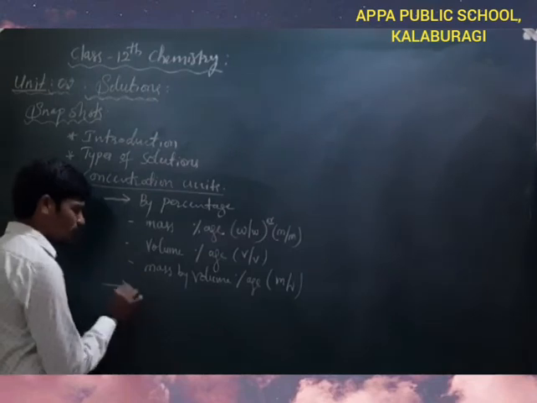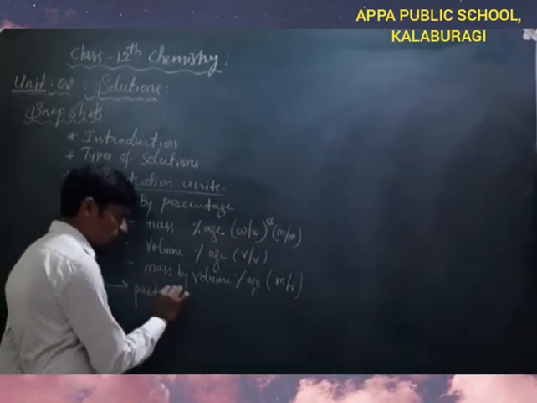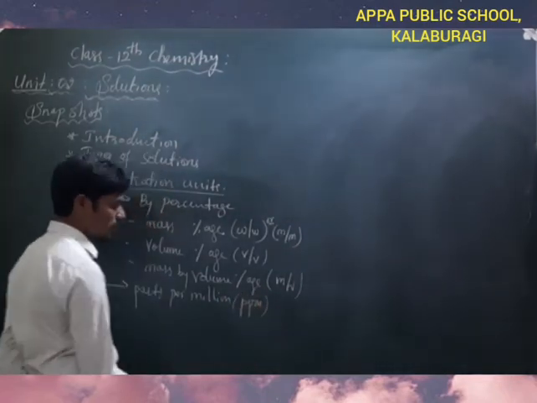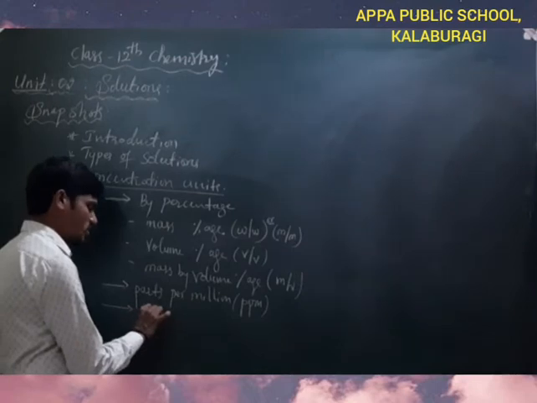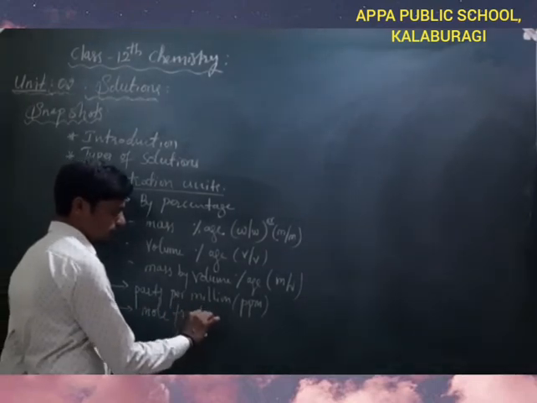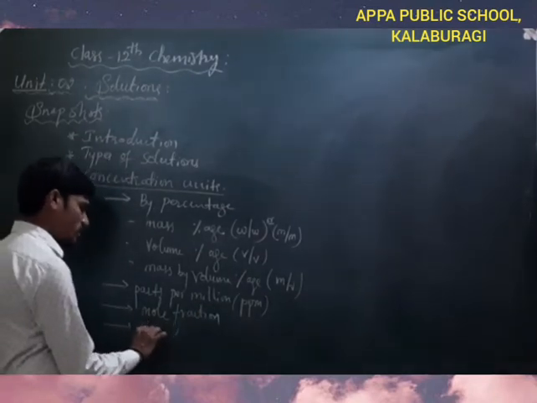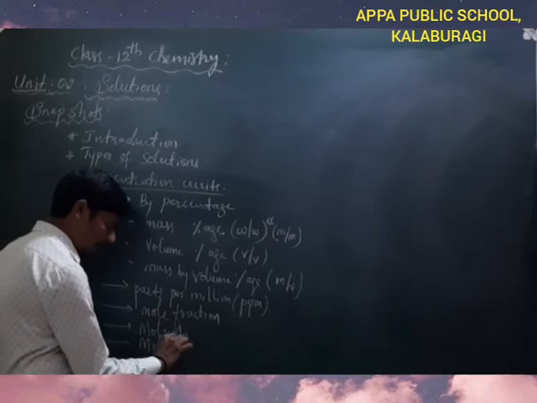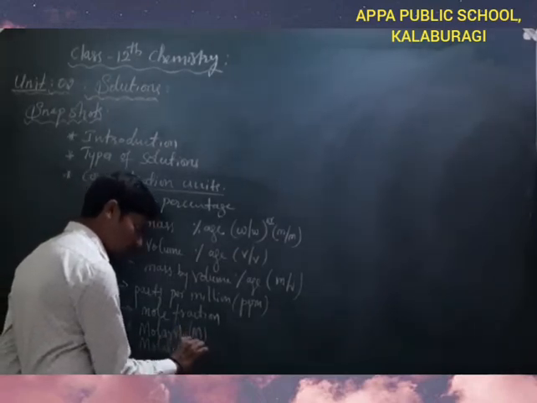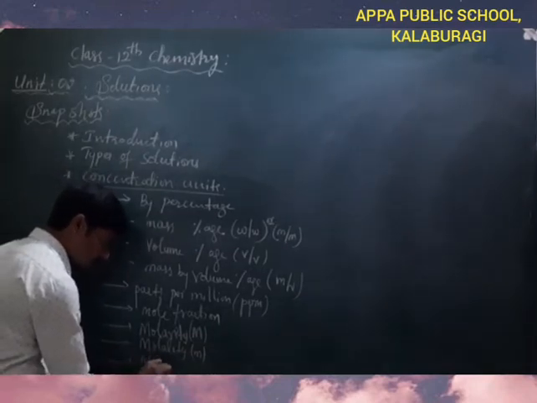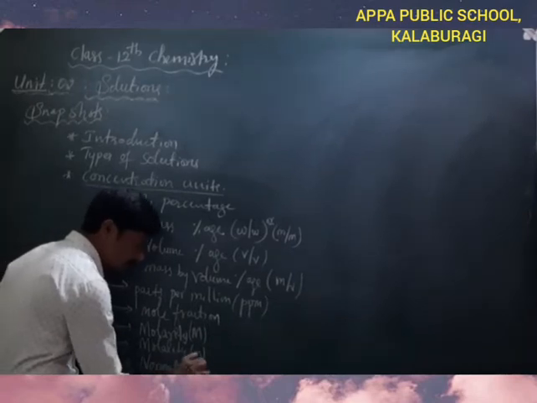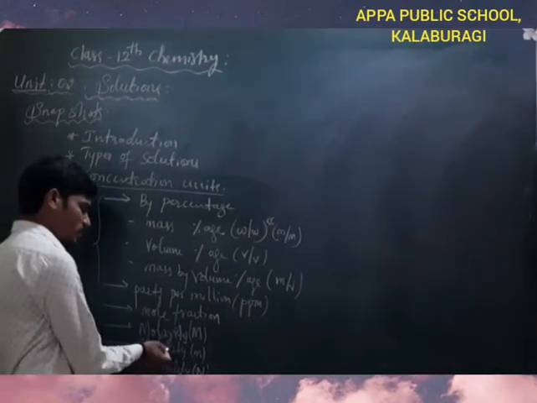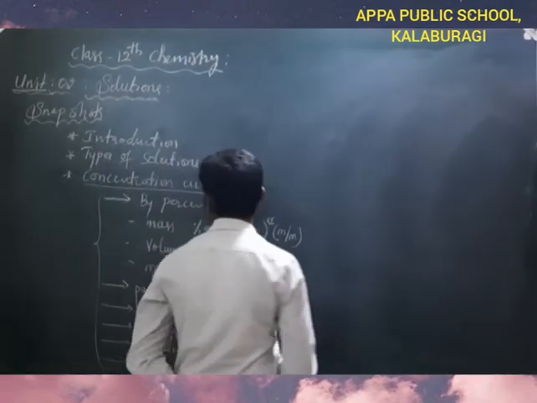So percentage is the first of the basic concentration units. The second one is ppm, parts per million. The third concentration unit is mole fraction. Next one is molarity, capital M, and molality, small m. Next, normality. These are the main concentration units which we are going to discuss, mainly mole fraction, molarity and normality. These are the basic terms, the concentration units.